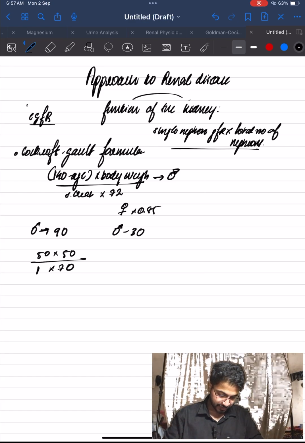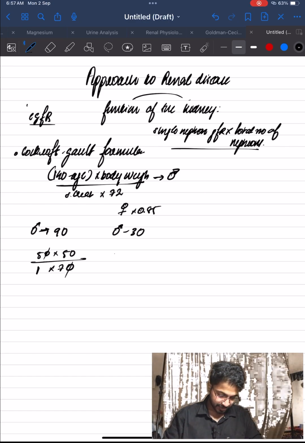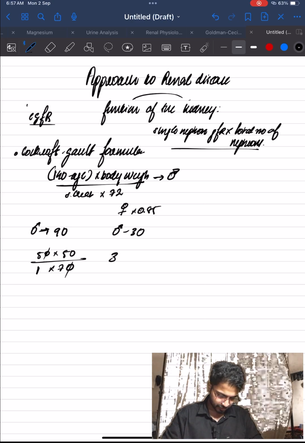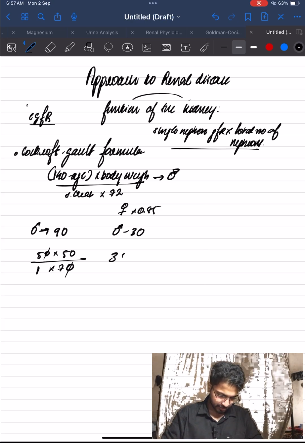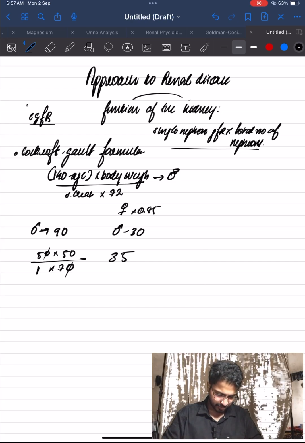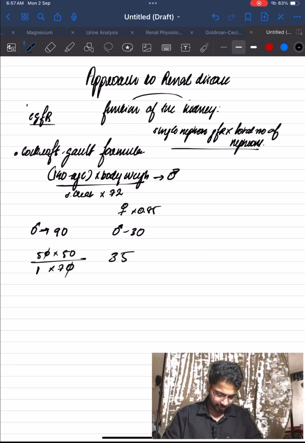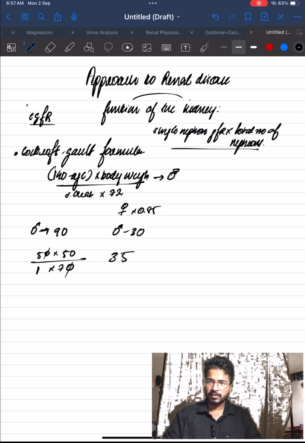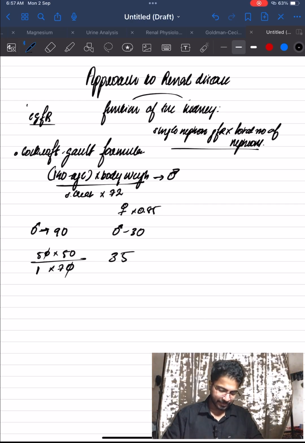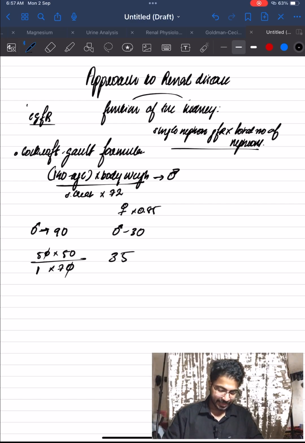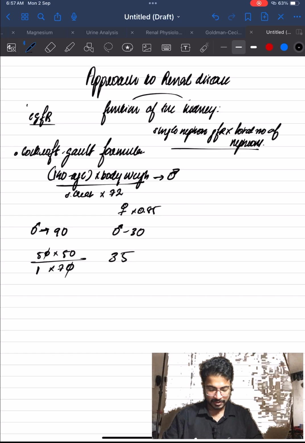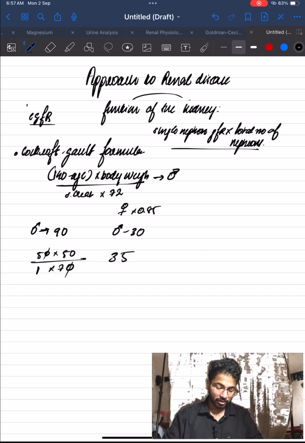So 250 by 7 will be 35. So a male patient who is 90 years old, with a serum creatinine of 1, will have a GFR of only 35 as per the Cockcroft formula.